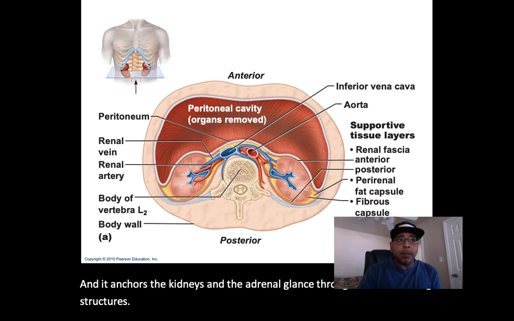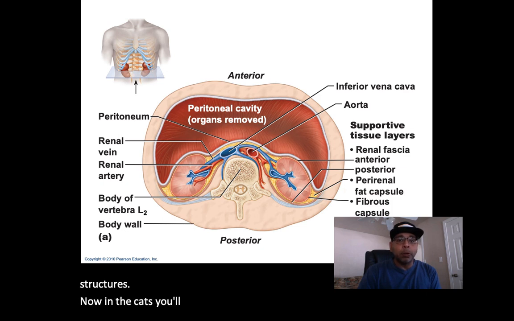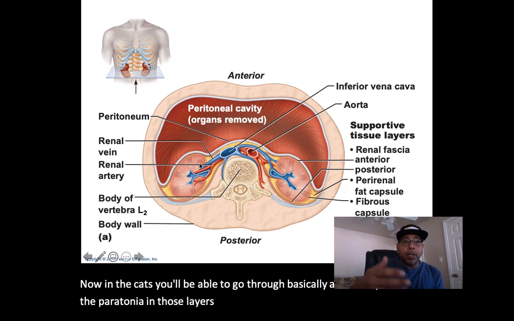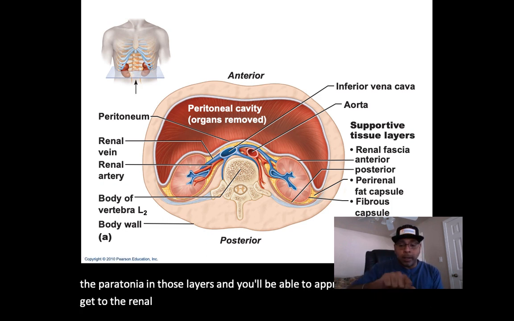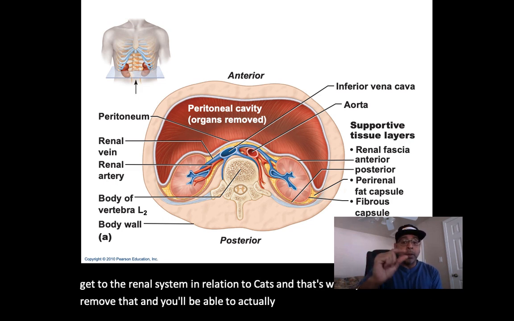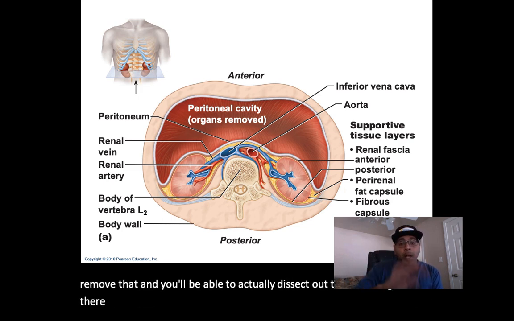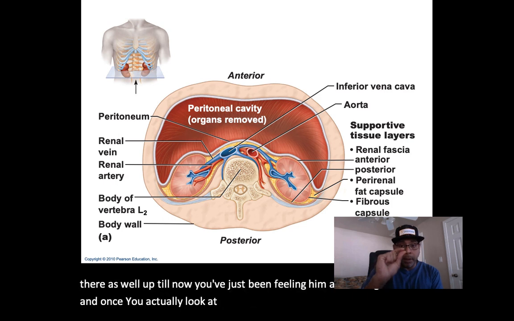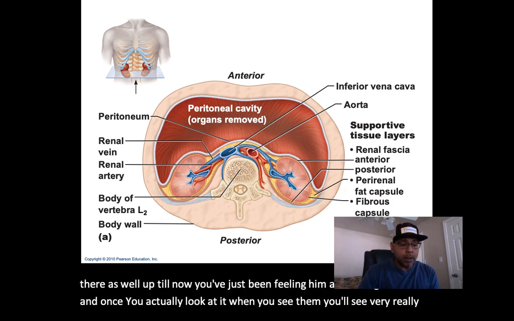Now in the cats, you'll be able to go through basically all of this. You can see the peritoneum and those layers, and you'll be able to appreciate that when we get to the renal system in relation to the cats, and that's when you'll be able to remove that and actually dissect out the adrenal glands there as well. Up till now, you've just been feeling them and seeing them there, and once you actually look at them, you'll see the really tiny structures.